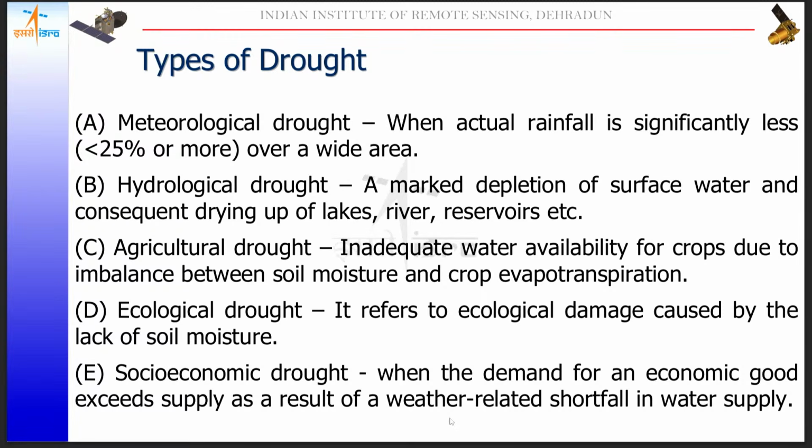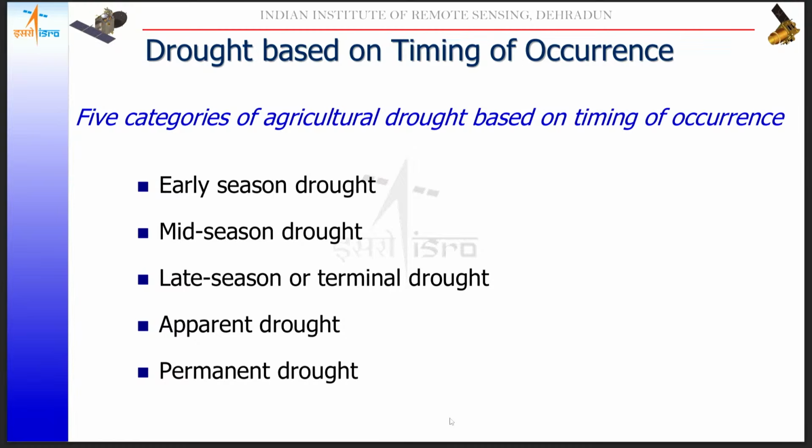Then there is one more type of drought, which is socio-economic drought, and this is a special kind of drought, defined when the demand for any economic good exceeds the supply. As a result, there is a weather-related shortfall in water supply. That situation, because of the imbalance between the demand and supply of any economic good, may also create a situation of socio-economic drought in a number of regions as a localized part.